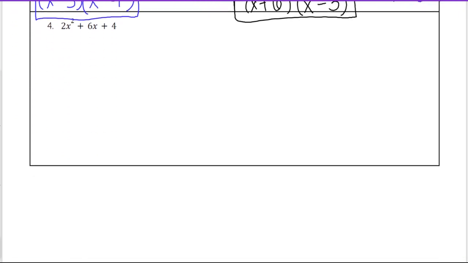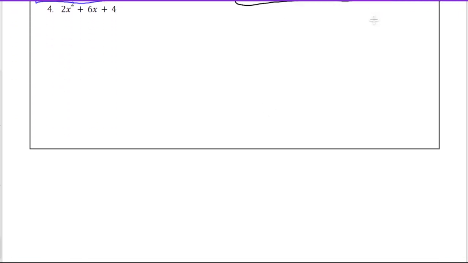So let's take a look then at number 4. So notice number 4, we have 2x squared plus 6x plus 4. So number 4 is a little bit different because we have an a value in front that is not 1.